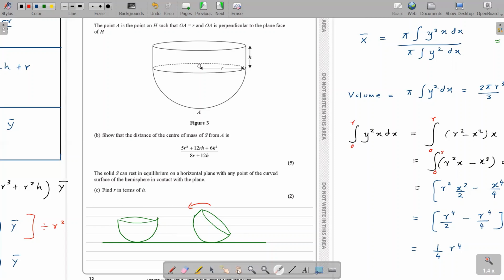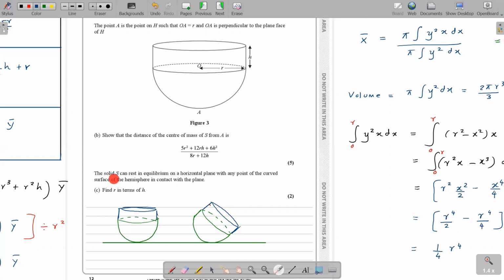Now in our shape, what's happening? We have a hemisphere and a cylindrical part on top, right? Are you with me? So now, with this cylindrical part attached, what's happening? If you keep it like this, is it going to topple over?